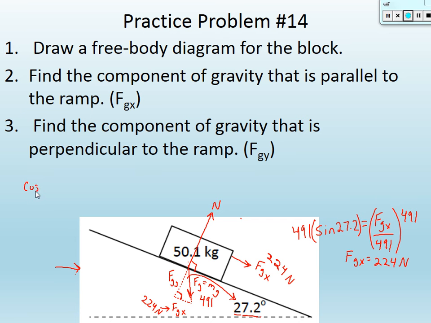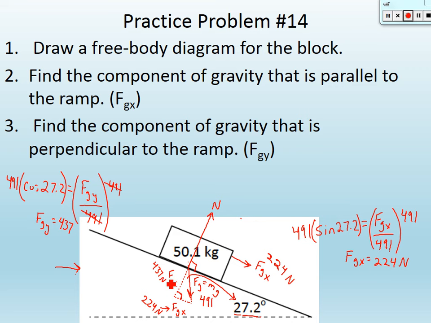So cosine of 27.2 is equal to the adjacent side, which is force of gravity in the y, divided by the hypotenuse, 491. Okay. Cancels out over here, so 491 times the cosine of 27.2. 437. Thank you, Cole. That is correct. So force of gravity in the y, 437. Let's label that there.